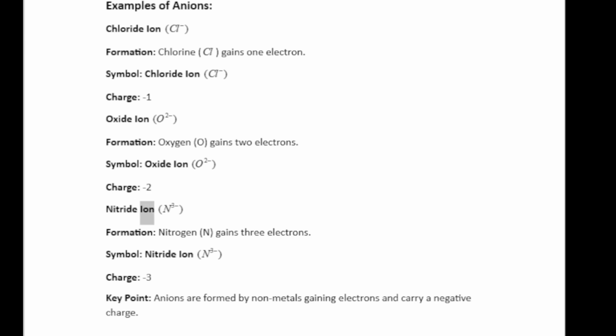Nitride ion. Formation. Nitrogen, N, gains 3 electrons. Symbol. Nitride ion. Charge. -3. Key point. Anions are formed by nonmetals gaining electrons and carry a negative charge.